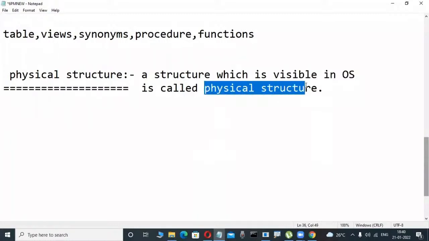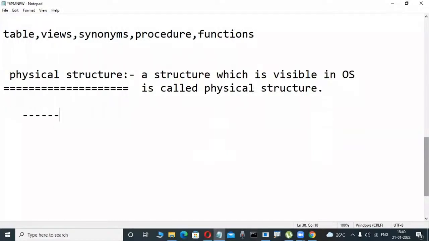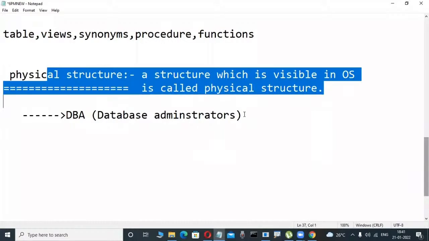But you and I are not working in the physical structure. Some different type of persons are working there. Who are they? DBA, the database administrator. In project side, there are some other types of persons in a database. Those database administrators only work in the physical structure.